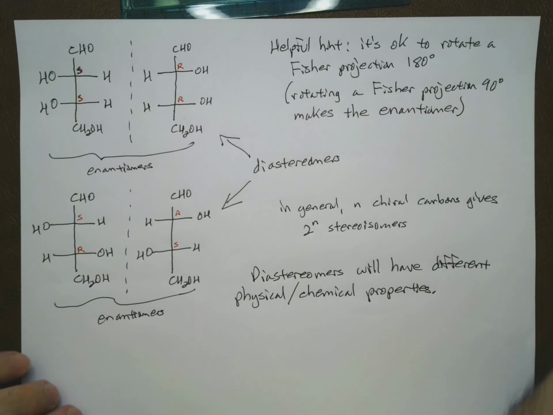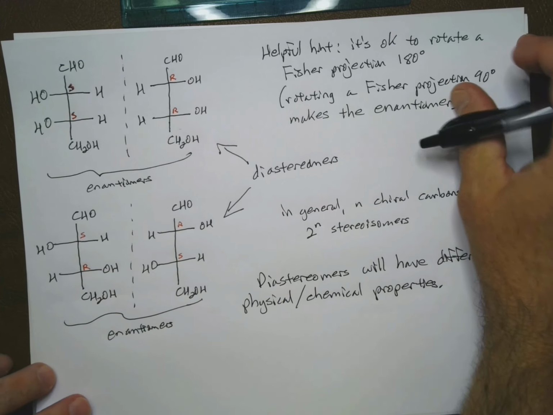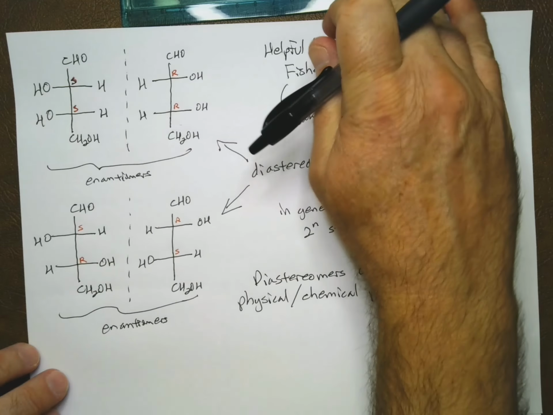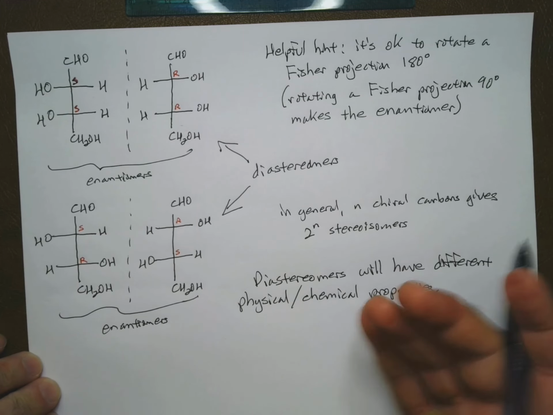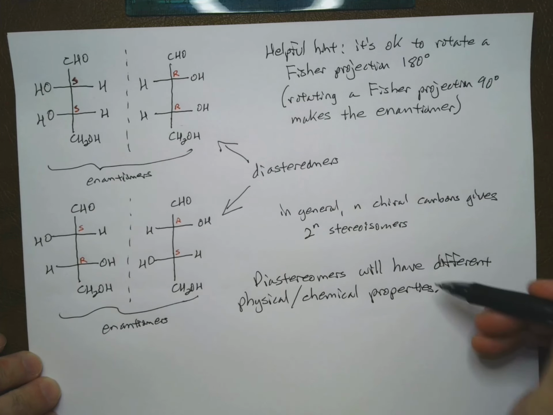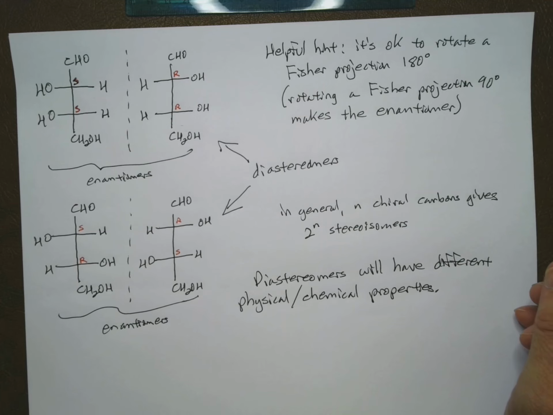Remember previously I mentioned that enantiomers will have identical physical and chemical properties except when the compound is interacting with something that is chiral. Well, in this case, it doesn't matter. The diastereomers will have different physical and chemical properties. So they could have different melting points. They could crystallize differently. They could have different pKa values if they are acids. An example of that is tartaric acid.